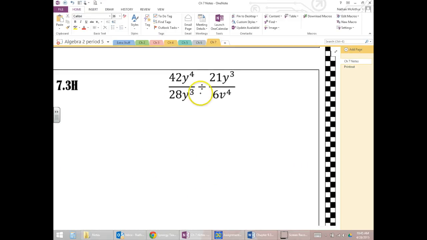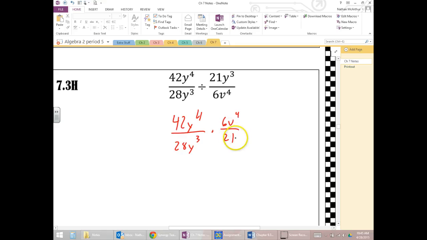If you'll notice here, it's a divide problem, so we have to flip it and multiply. We know that part. But also notice I have a v and I have some y's involved. You can't combine those together because they're different letters. So we just have to treat them differently. If I flip this over, I'm going to end up with 42 y to the 4th over 28 y cubed times 6v to the 4th over 21 y cubed.